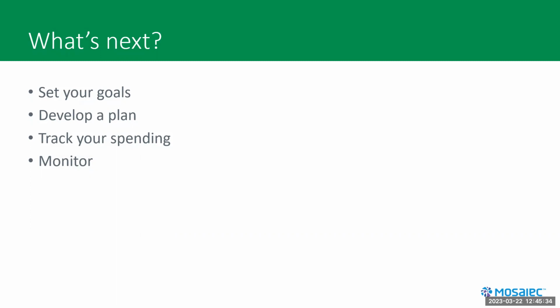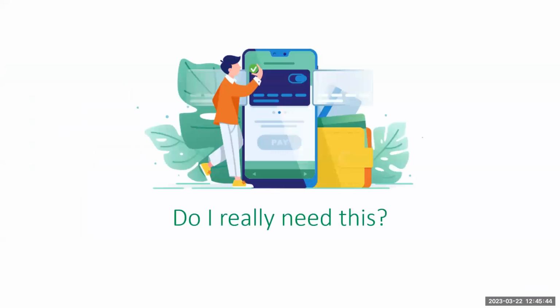And finally, monitor how well you're sticking to your spending plan or your budget. You might need to adjust as you move through life or as income or expenses change, but that's part of the monitoring period. So make sure that you're doing that along the way. In this section, we're going to talk about what to do when you don't have enough income to cover your expenses and how to tell the difference between needs and wants.